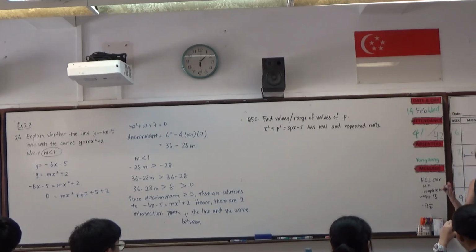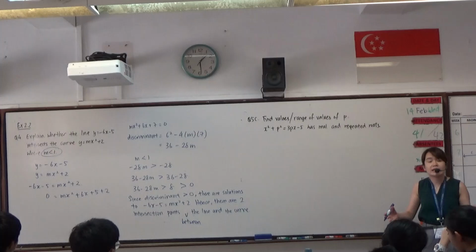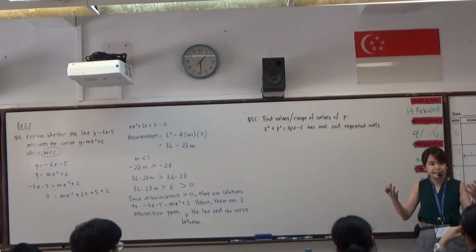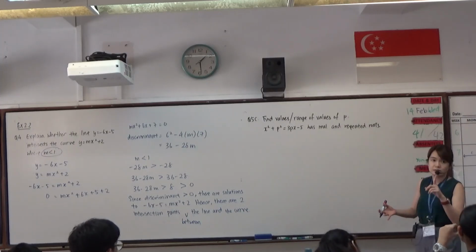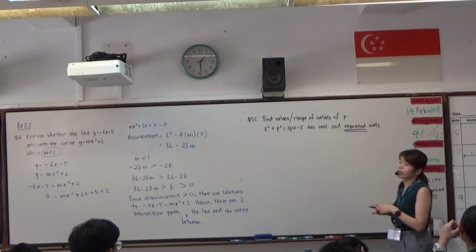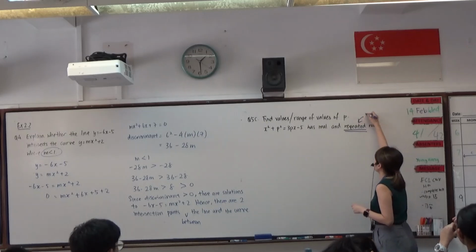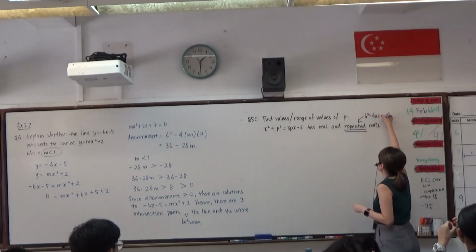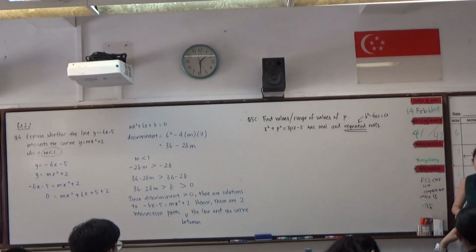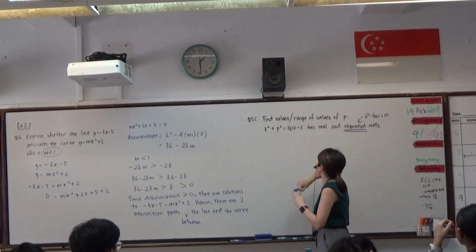For any quadratic equation, we can have up to 2 solutions, but when it is repeated, it means that they are the same. That means there's only 1 solution. Take note of this word. And with only 1 solution, what does that tell us about the discriminant? Equals to 0. So we will apply this given information to determine the range or the value of p.